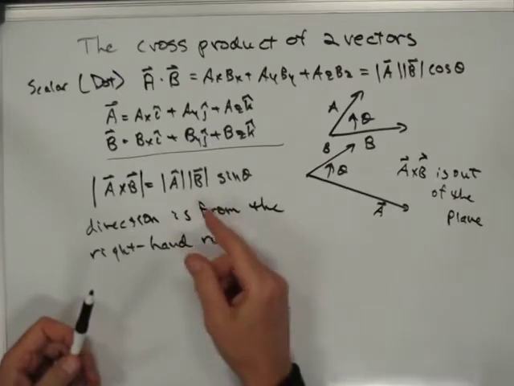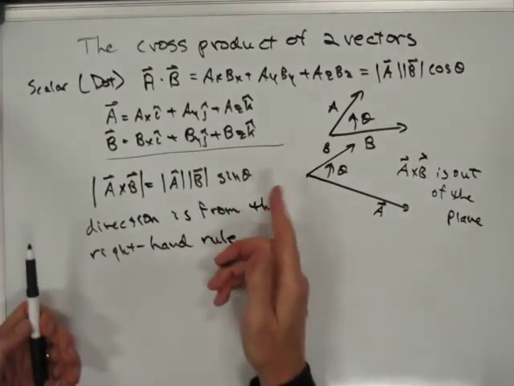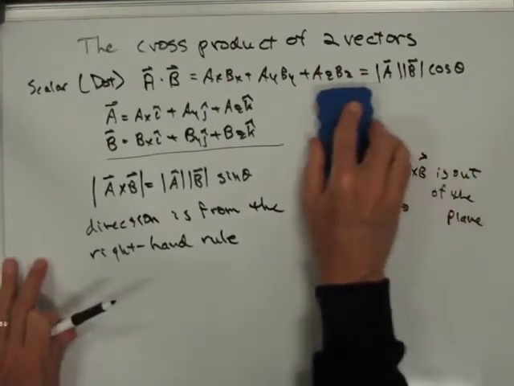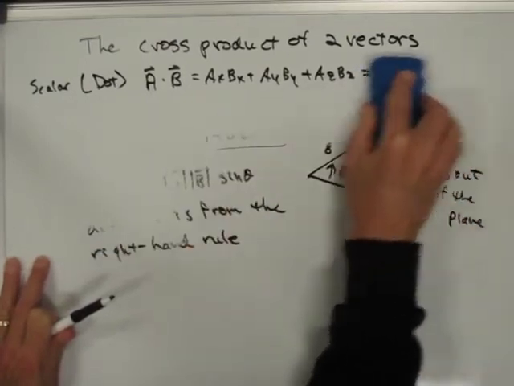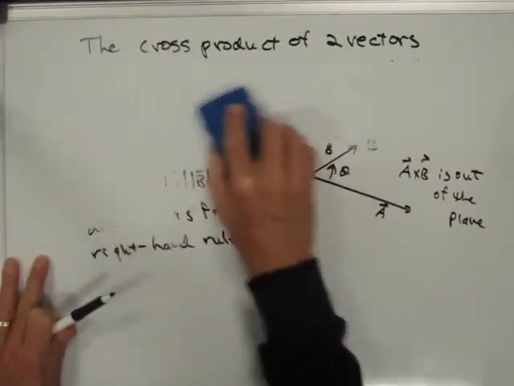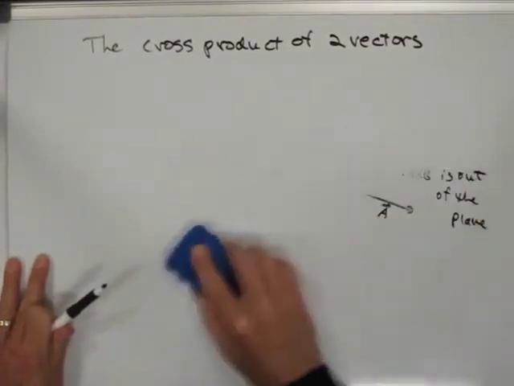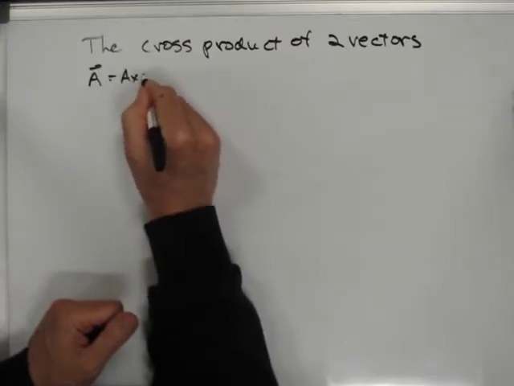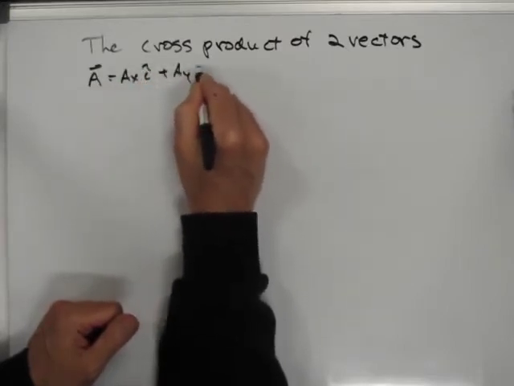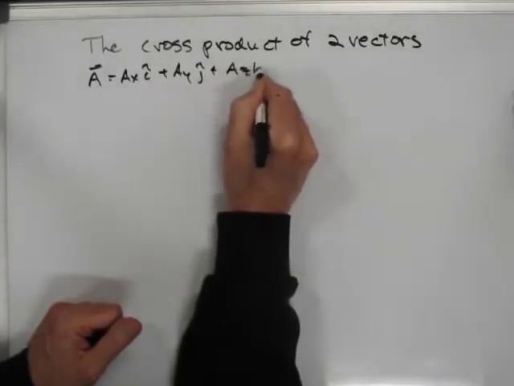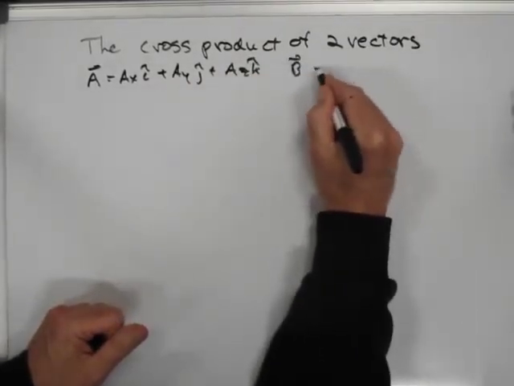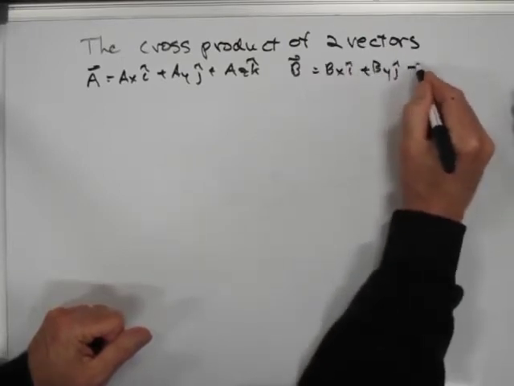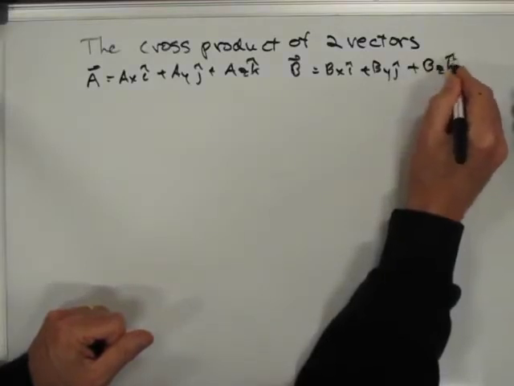I'll show you the formula for it, the way you calculate it in general, and then I'll just show this for a very simple case. And you can consult your math text if you want a more rigorous example. So I'll go back to my two vectors. Here's my vector A, which is ax i hat plus ay j hat plus az k hat, and my vector B is bx i hat plus by j hat plus bz k hat.